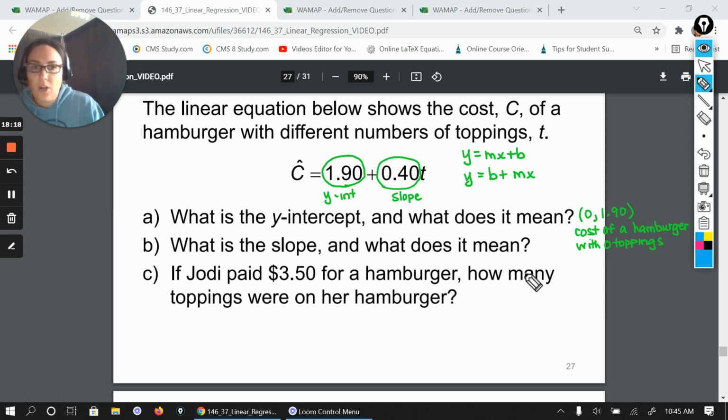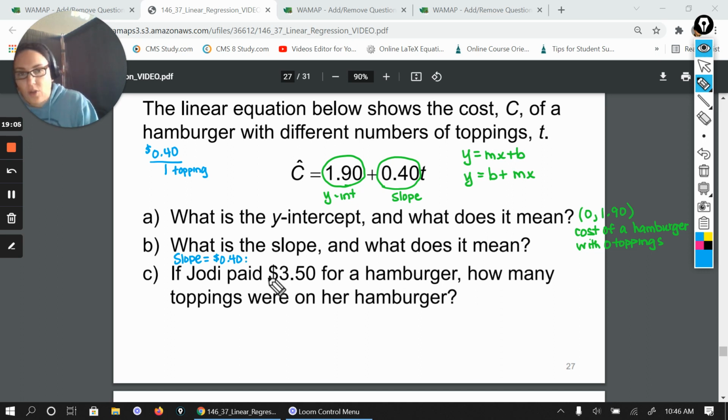Okay. Part B, what is the slope and what does it mean? So the slope equals 0.40, and I put a little dollar sign there because it's 0.40 over 1. Well, in this case it's C instead of y, and the y unit is dollars, that's the cost of the hamburger, and the x unit, which is really t in this case, represents toppings. So it's 40 cents for one topping. That's what the slope represents.